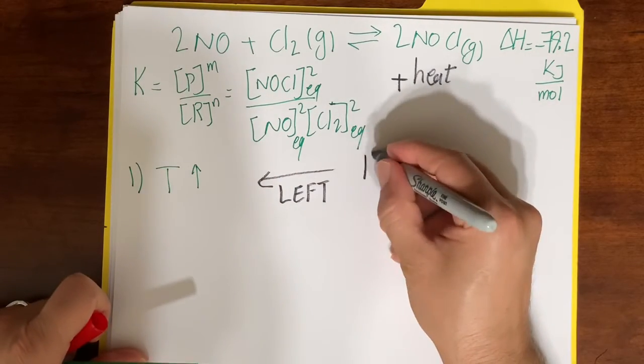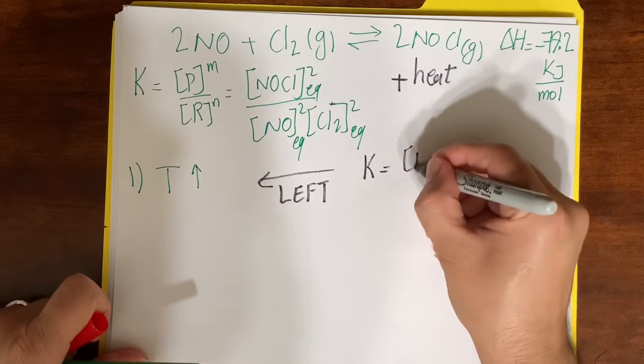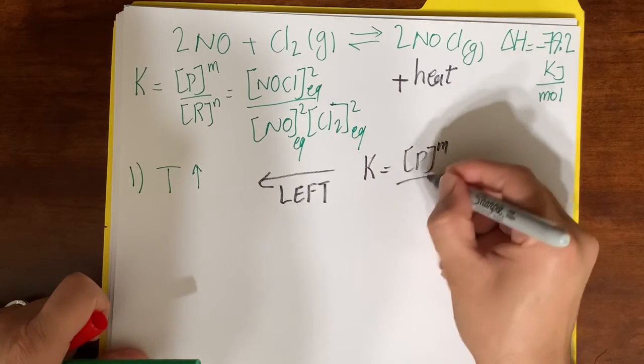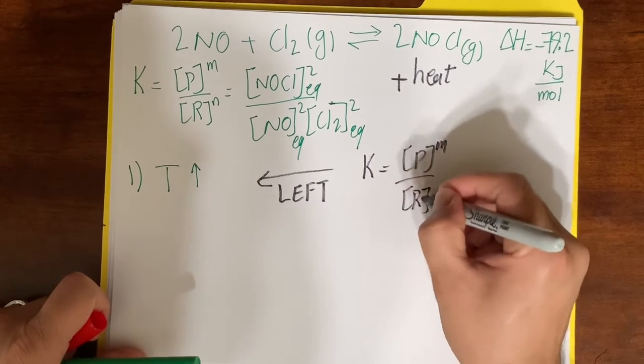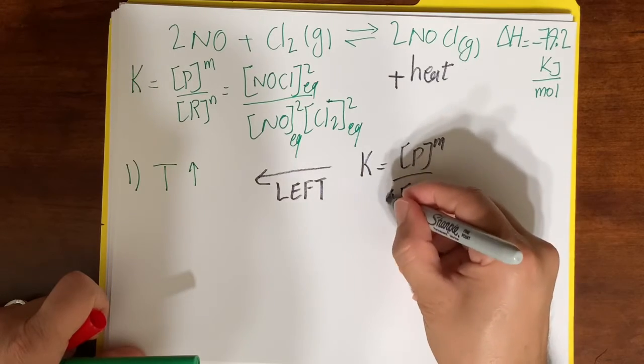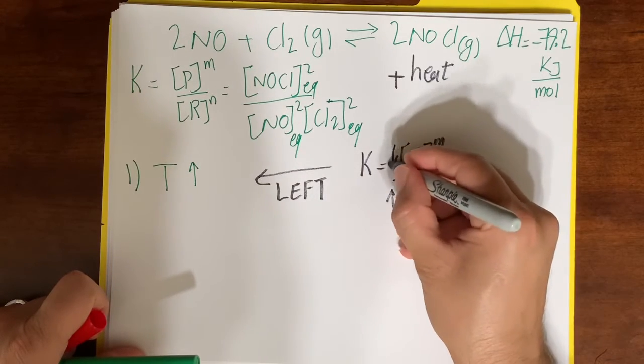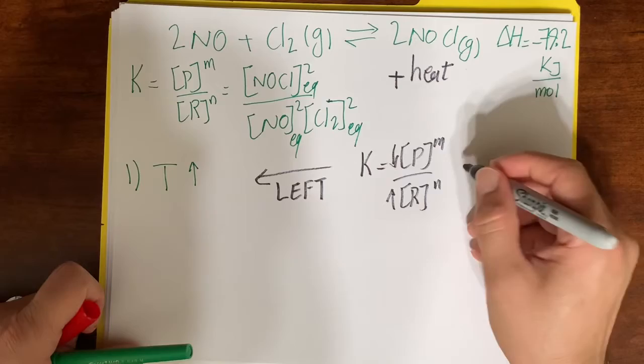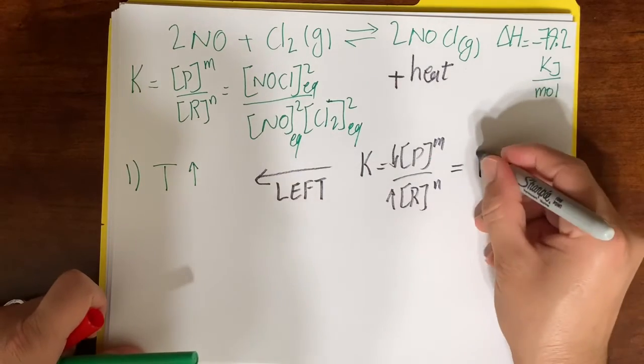So now define K. K is product over reactant. Concentration of reactant went up. Concentration of product went down. So what will happen with the K? K, it will go up.